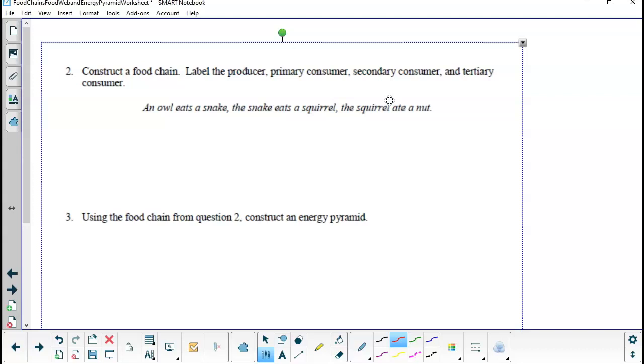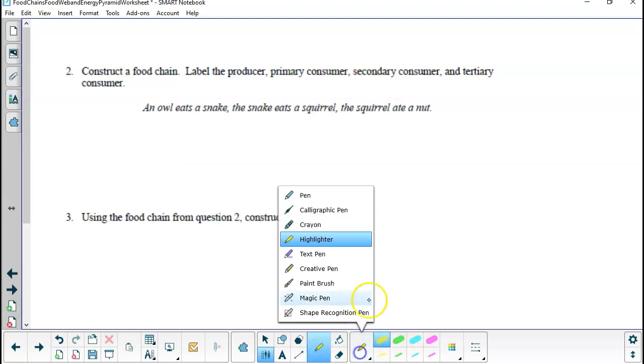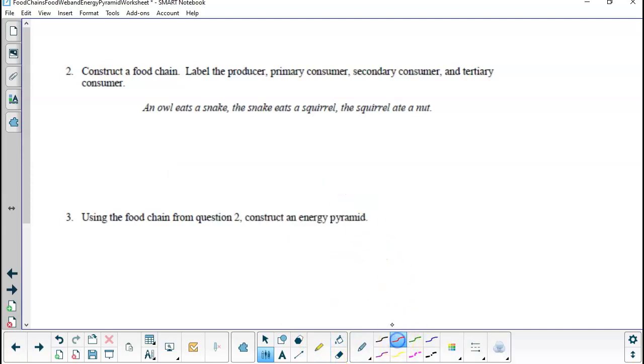Come on, pen. There we go. Sorry for the pen trouble here, guys. I don't quite know why it's doing that, but whatever.